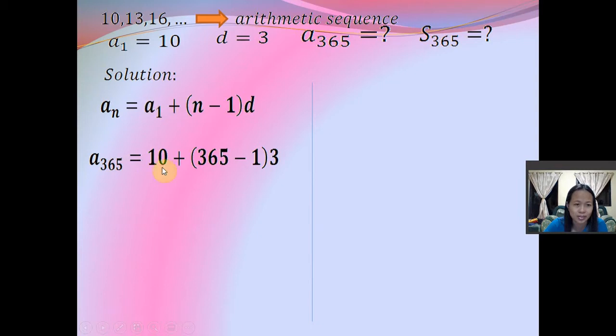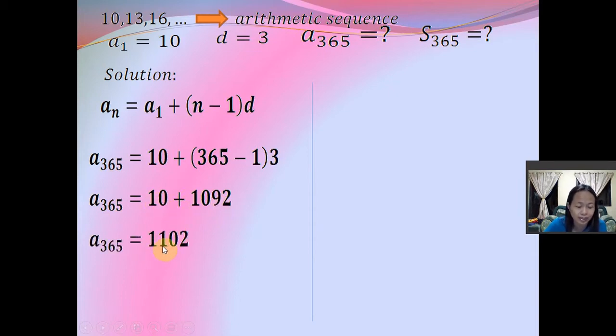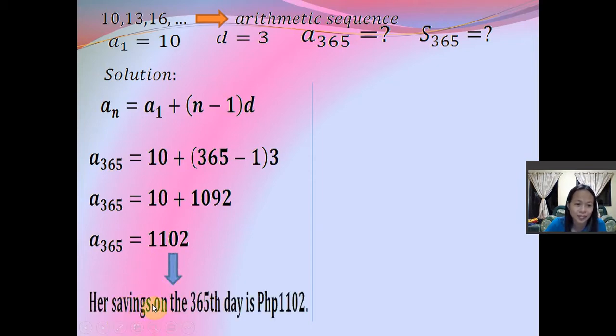Our first term is 10 plus our n, 365 minus 1, times our common difference, 3. So 365 minus 1 is 364, times 3 is 1092, plus 10. So we come up with 1102. Therefore, we can say that her savings on the 365th day is 1102 pesos.